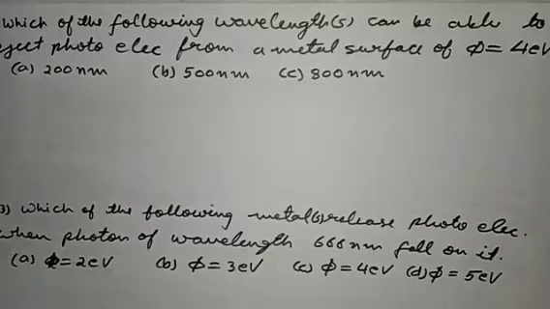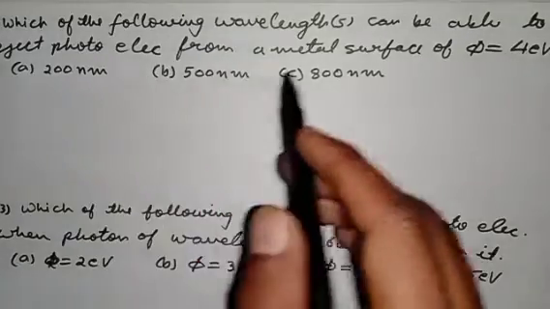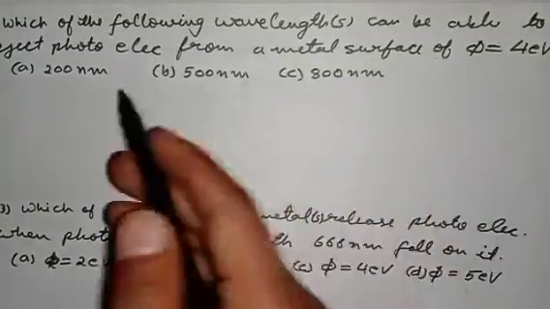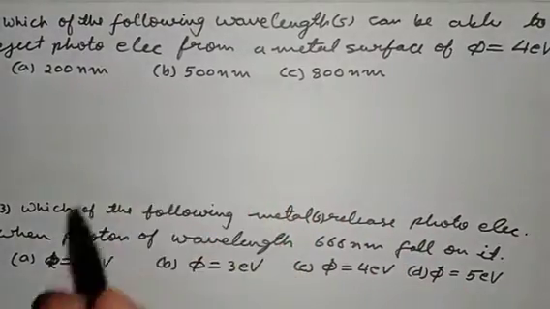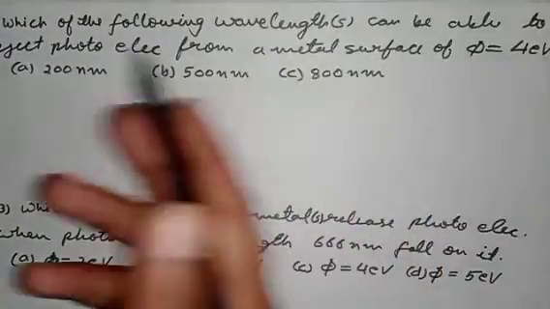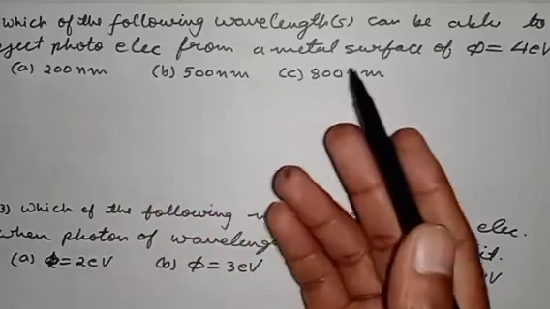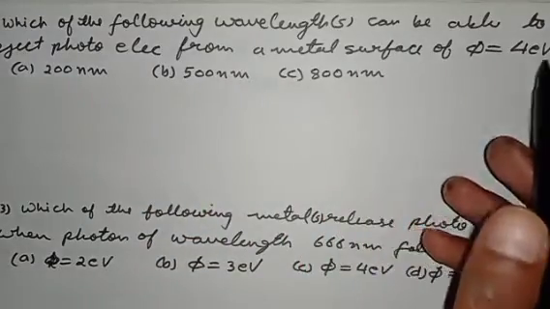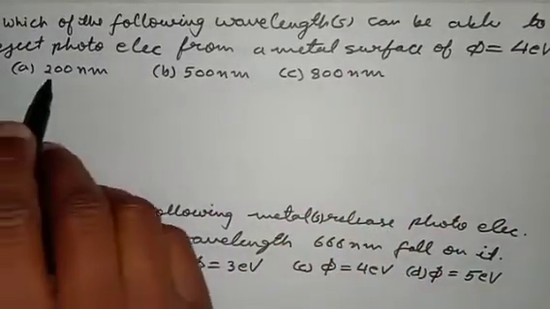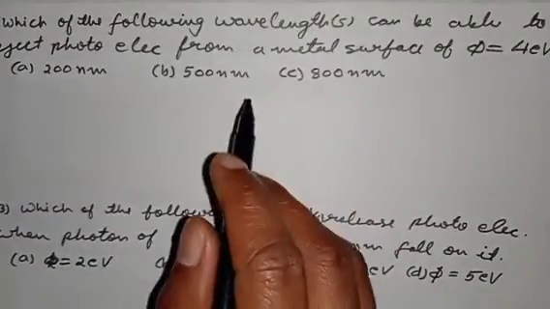So, photoelectric effect or dual nature of radiation and matter, important question, part 2. Which of the following wavelengths, there can be all of them or few of them or one of them or none of them, can be able to eject photoelectrons from a metal surface of phi equal to 4 electron volt. So there are 3 wavelengths given here.